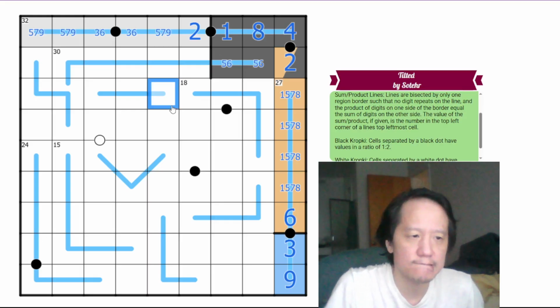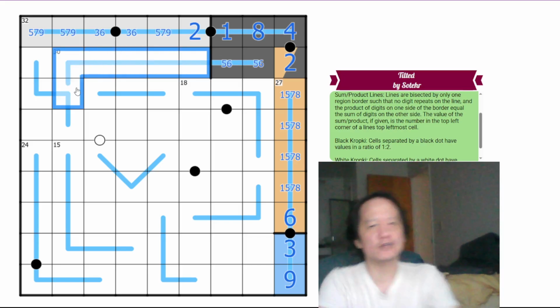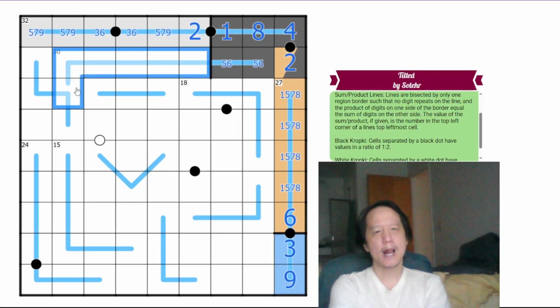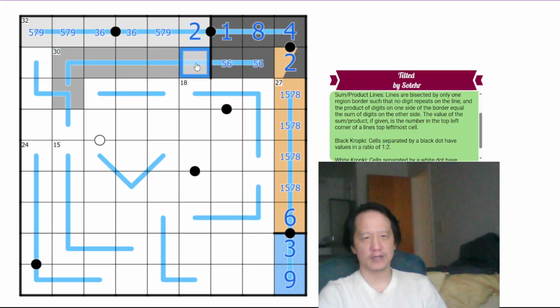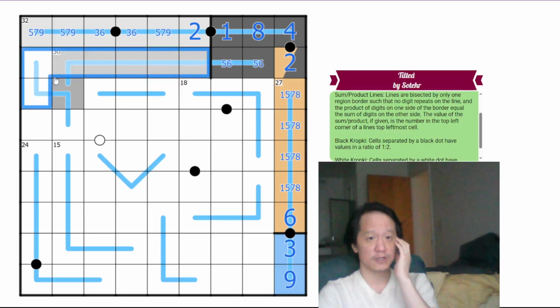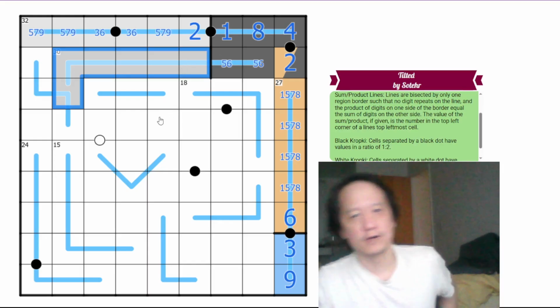Okay. Without 5 and 6, what digits can you add up to 30? You must have a 2. I think that's guaranteed. And because this is long, it's not going to be the same as the light region. So this must essentially all be a different region. We're going to make that medium. Because this is 5 digits, these 6 digits have to be in the same region, because, again, every sum product line is bisected by one region border.